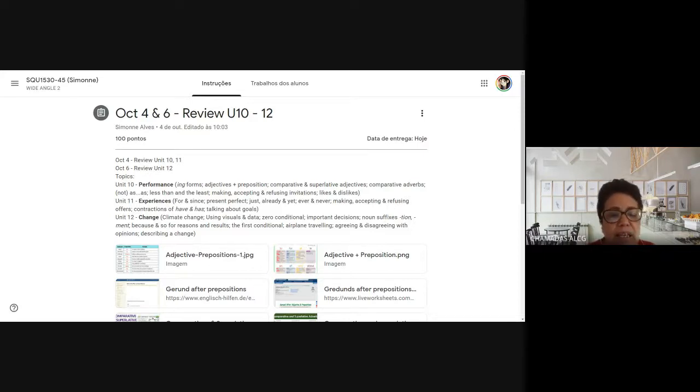So as you can see here, we have the topics of the final units. Unit 10 talks about performance. Unit 11 talks about experiences. And Unit 12 talks about change. So we will start today from Unit 11, and then we will see a little bit about Unit 12 to finish. So let's go there. Let's open up here.